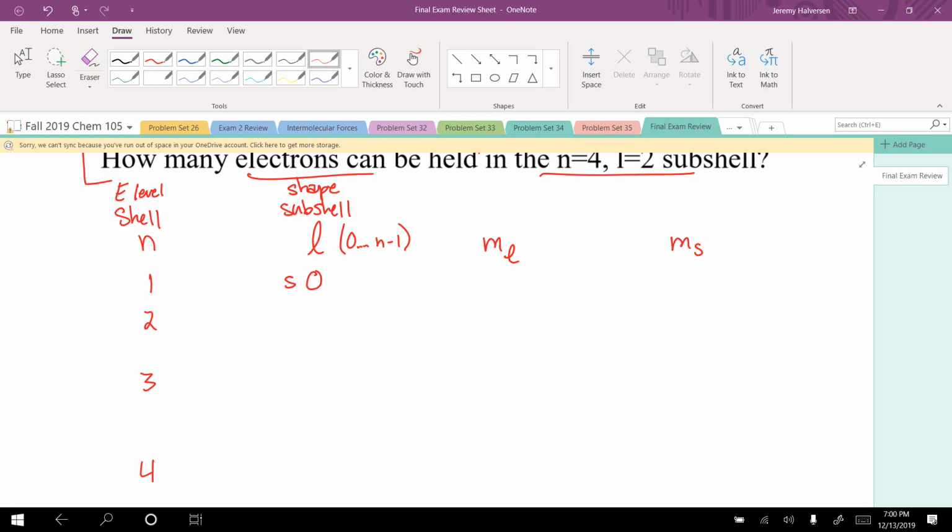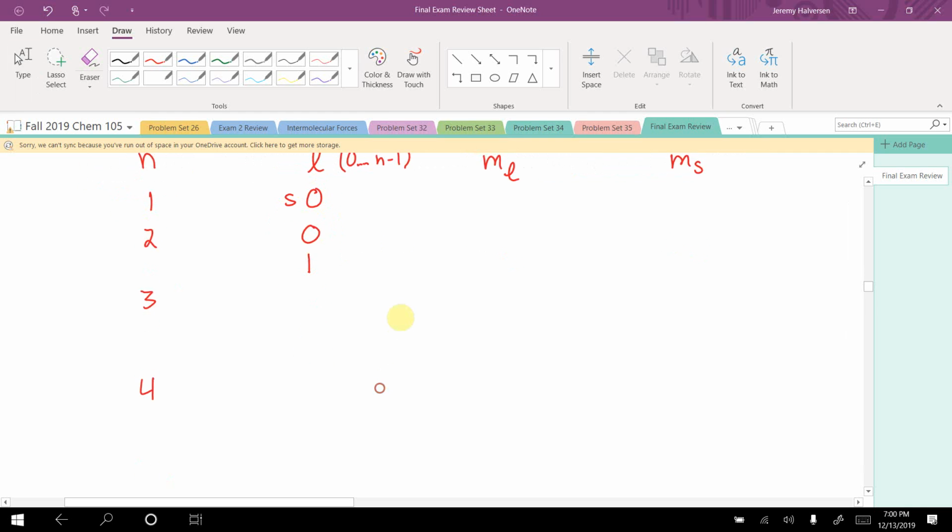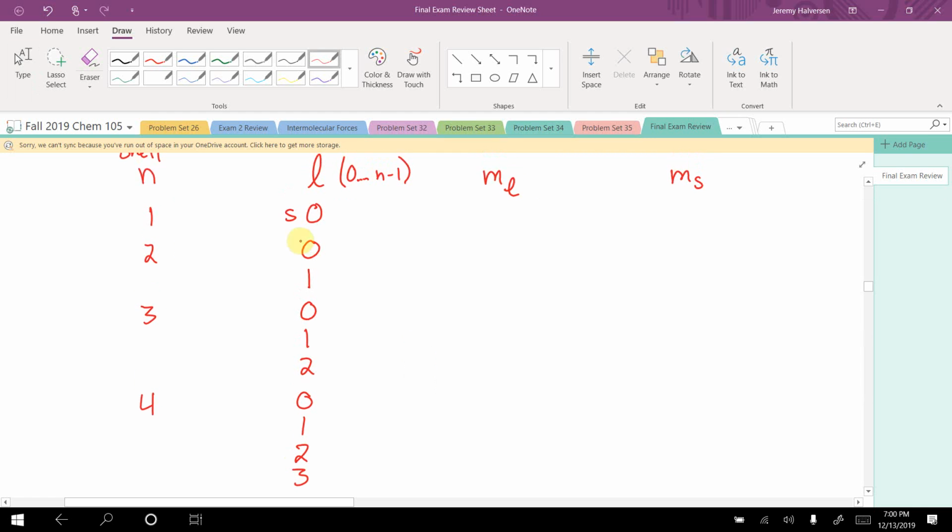Okay, we'll talk more about that. Let's keep going. So if n equals 2, L could be 0, but it can go up to 2 minus 1. So you go up to 1. Does that make sense? If n equals 3, I could have 0, 1, or 2. If n equals 4, I could have 0, 1, 2, or 3. Okay? We already said that if L is 0, that's an s orbital.